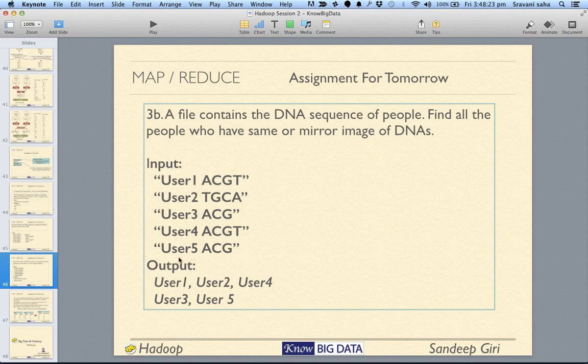Sounds good to you? What is it that would go in map and what is it that will go in the reduce?